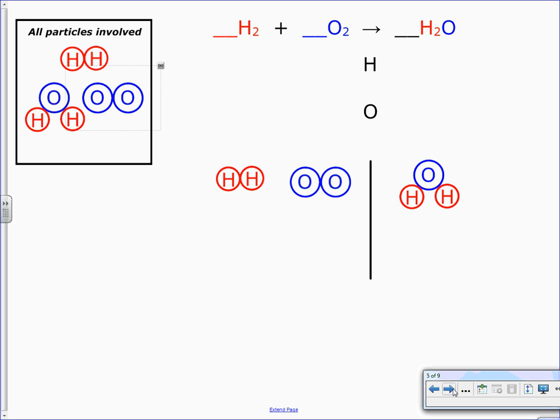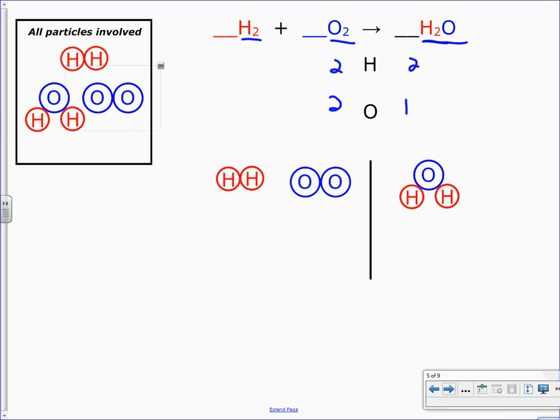probably be doing on a test, the first step you would do is list out how many of them you have. Even though we've done this problem already, we're going to repeat it here. So first thing we're going to do is list out how many elements we have on both sides. So on the left, we have 2 hydrogens. On the right, we have 2 hydrogens. And oxygen on the left, we have 2 oxygens, and on the right, we have 1 oxygen.